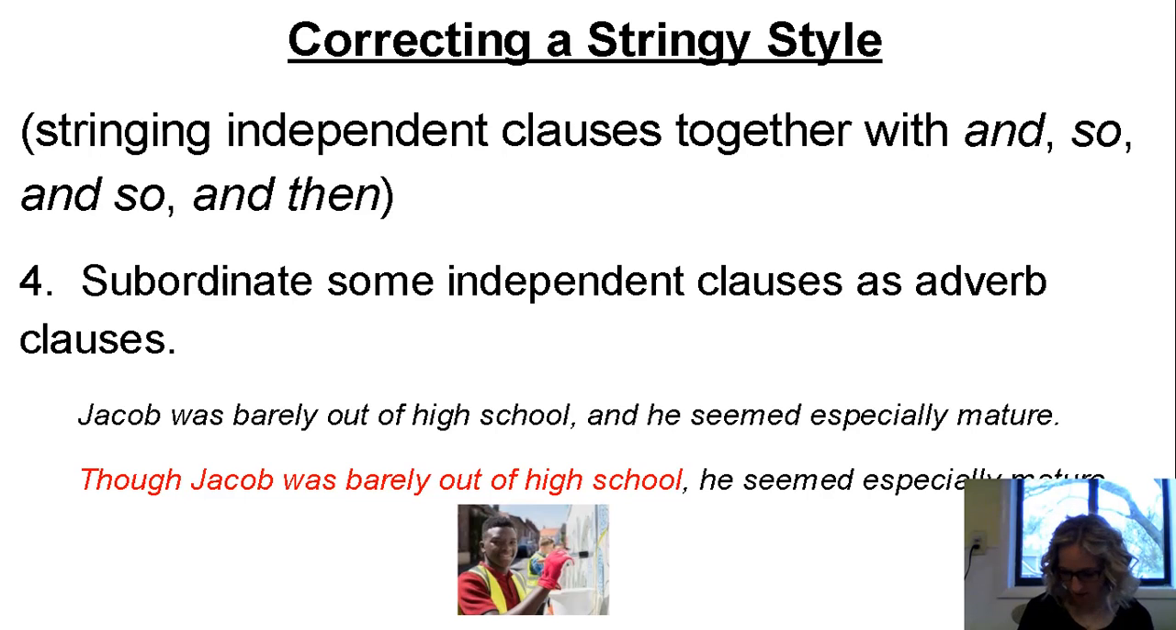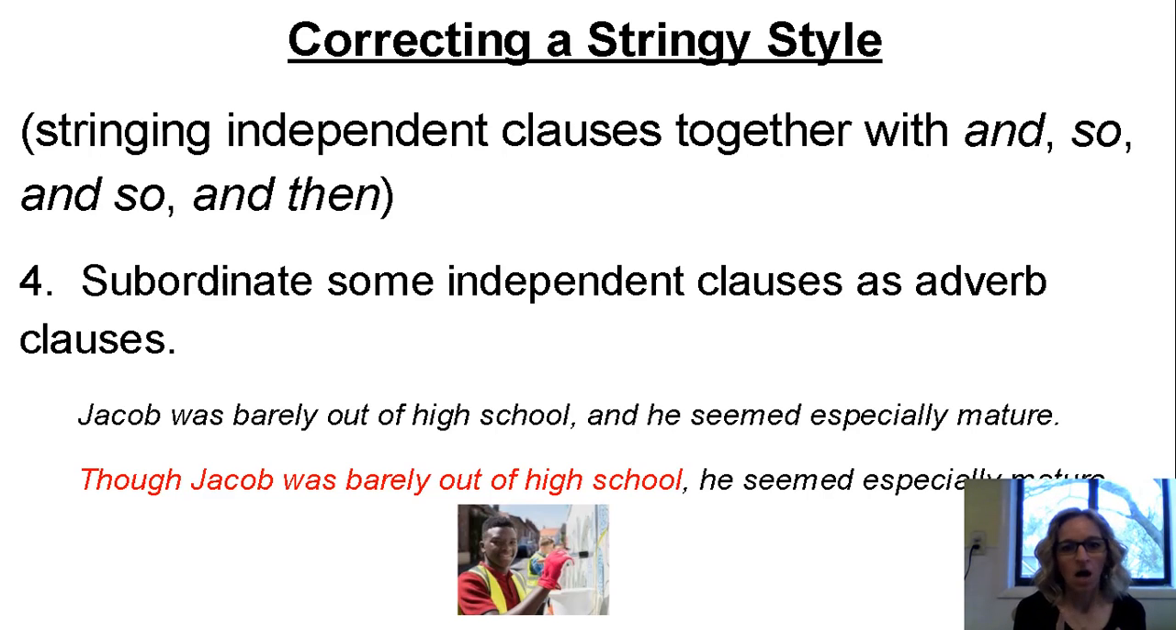Let's get started here on page 331. We're continuing to talk about improving our writing style. Last week we talked about improving our style by correcting a choppy style. Today we're going to talk about correcting a stringy style. What do I mean by a stringy style of writing? That means when you have several independent clauses and you just try to string them all together in one sentence using words like and, so, and then. That's a stringy style when you try to put them all together. Let's talk about some ways that you can correct that.